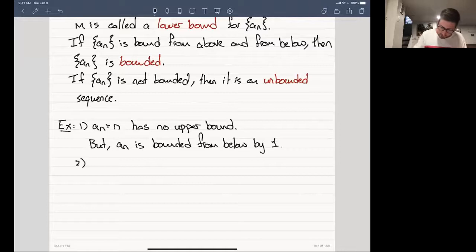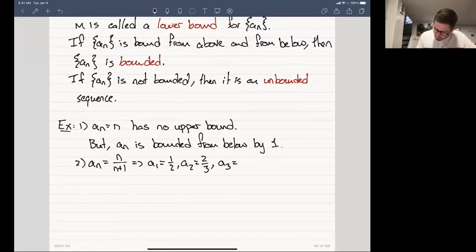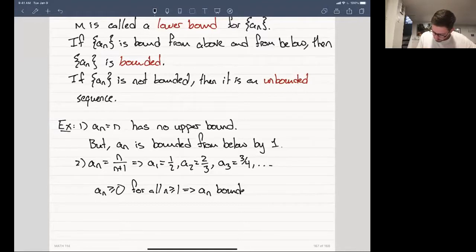Okay, let's look at another example here. If a_n is equal to, let's say, n over n plus 1. This gives me a_1 equal to 1/2, a_2 equal to 2/3, a_3 equal to 3/4, and so on and so forth. We can see that a_n is greater than or equal to 0 for all n, which tells us that a_n is bounded from below.